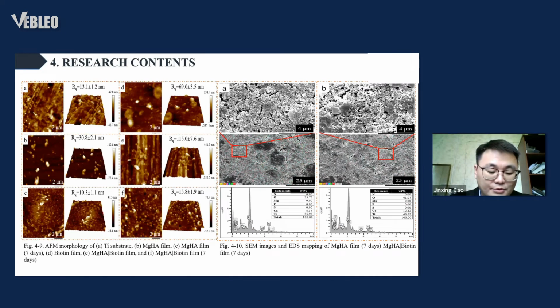Figure 4-9 shows SEM morphology of different films. It can be observed in Figure 4-9C and E that the surface roughness of the films decreases significantly, which is attributed to the layer-by-layer degradation of the films in the simulated body fluid. Besides, some pores are left on the surface of the films after degradation.